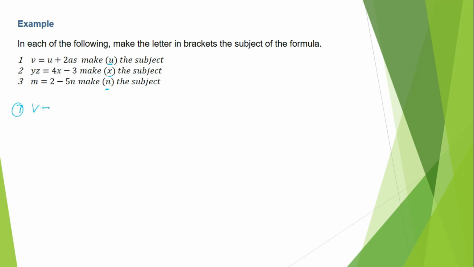So we have v is equal to u plus 2as. Now we have to make this u the subject of the formula. So we check what we have here. The terms that do not contain u have to be taken to the other side. So we should have v minus, because this is positive, when it crosses the equal sign it's going to be minus 2as is equal to u. Therefore, the subject of the formula is u equals v minus 2as. It's just as simple as that.